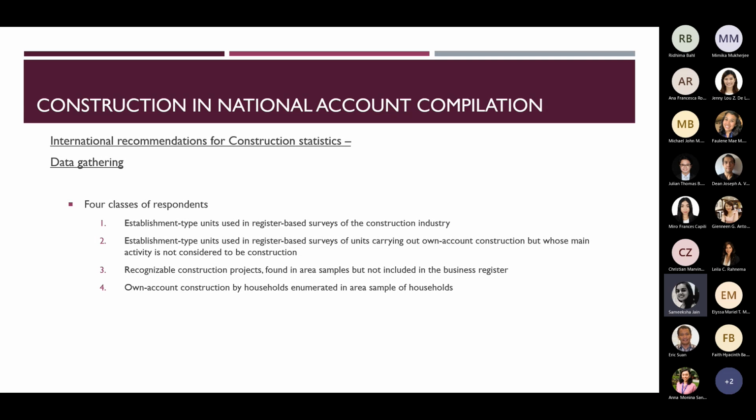The third category is recognizable construction projects found in area samples, but those that don't get included in the business register. The final category is the own account construction that is done by households, which are enumerated in an area sample of households. So the international recommendation here is to have a categorization like this for the classes of respondents, for which data can then be collected in more detail.